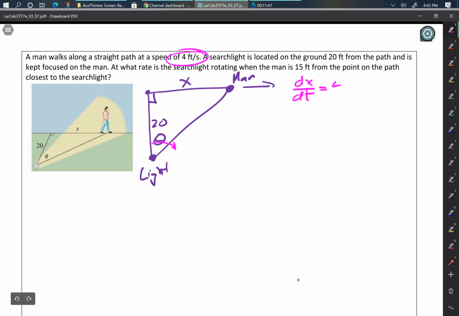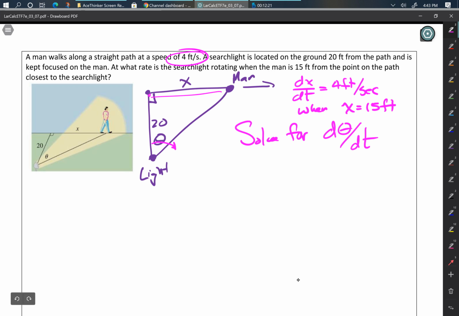That is dx/dt equal to 4 feet per second. I also know that this is when x is equal to 15. That is when he's 15 feet away from the point on the wall where it's closest to the light. And my job then is to solve for d theta/dt, the rate of change of the angle with respect to time.